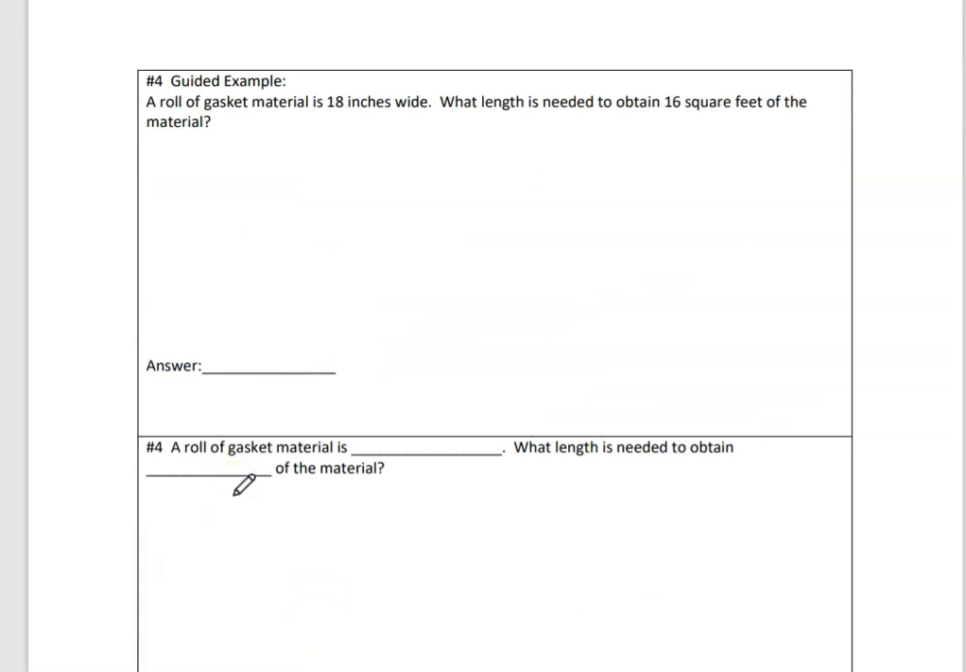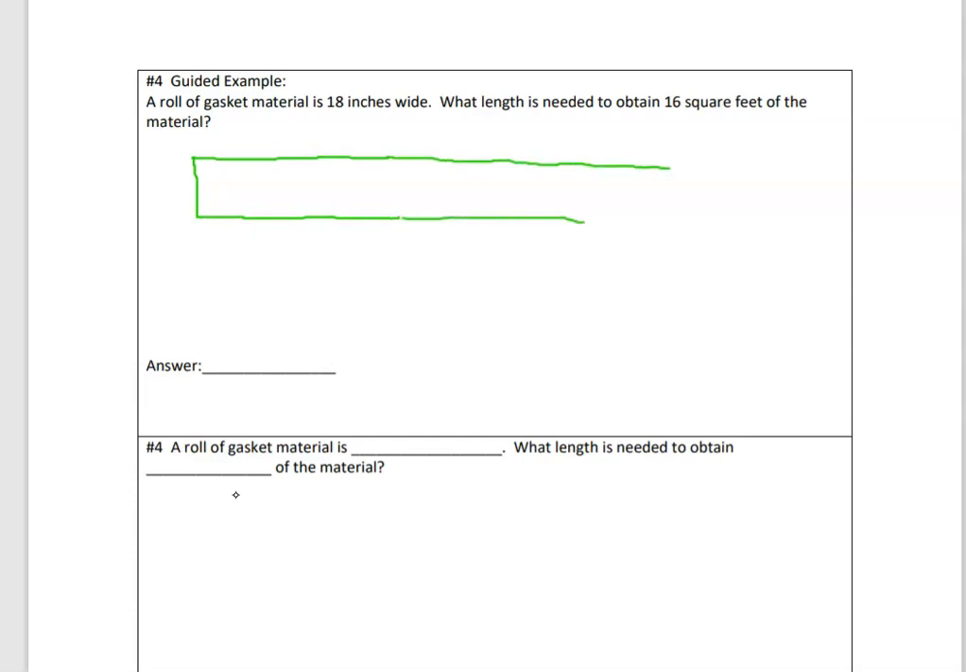Okay. A roll of gasket material is 18 inches wide. What length is needed to obtain 16 square feet of the material? So what we're saying here is that we have some kind of material that's rolled up. So if you think kind of about a soup can or something like that, if you roll it up and you take the label off the soup can, we could roll it out.